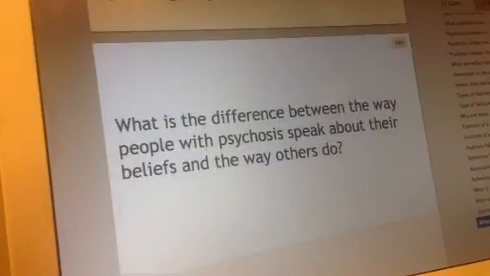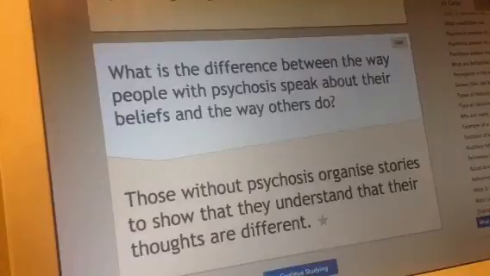What's the difference between the way people with psychosis speak about their beliefs and the way others do? Those without psychosis organise stories to show that they understand their thoughts are different.